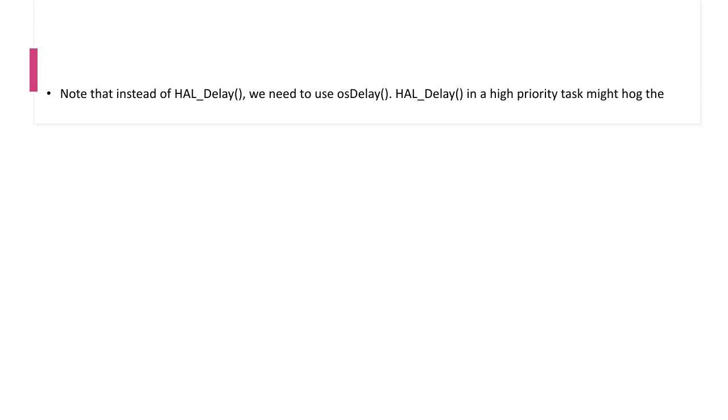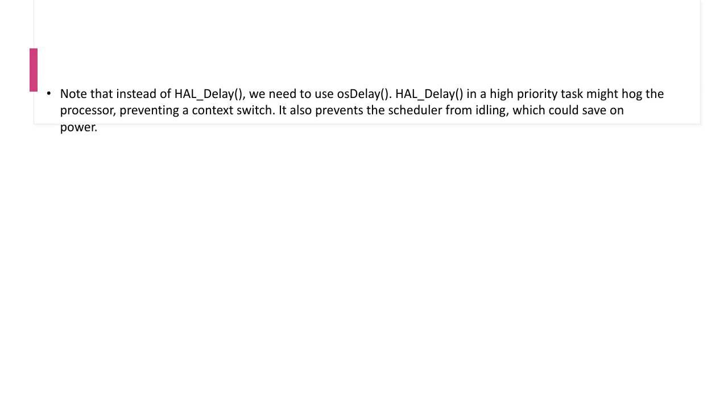So here note that instead of HAL delay we use OS delay. HAL delay in a high priority task might prevent the processor from doing a context switch. It also prevents the scheduler from idling, which could save on power. So we use OS delay. OS delay tells the scheduler that it's okay to switch to a different task while we wait.